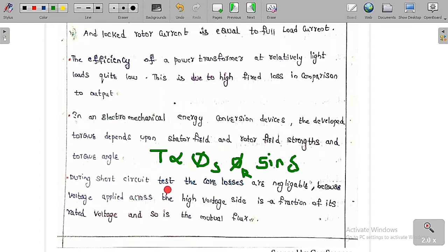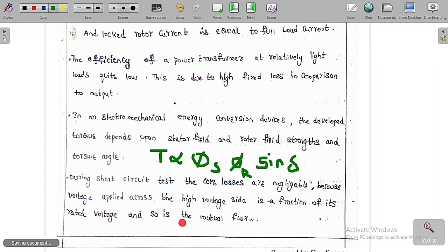During the short circuit test, the core losses are negligible, because the voltage applied across the high voltage side is a fraction of its rated voltage, so this is the mutual flux. I already told you, during the short circuit test, the core losses are negligible because we only consider the copper losses, not the core losses, since the applied voltage is a very small fraction of its rated voltage.